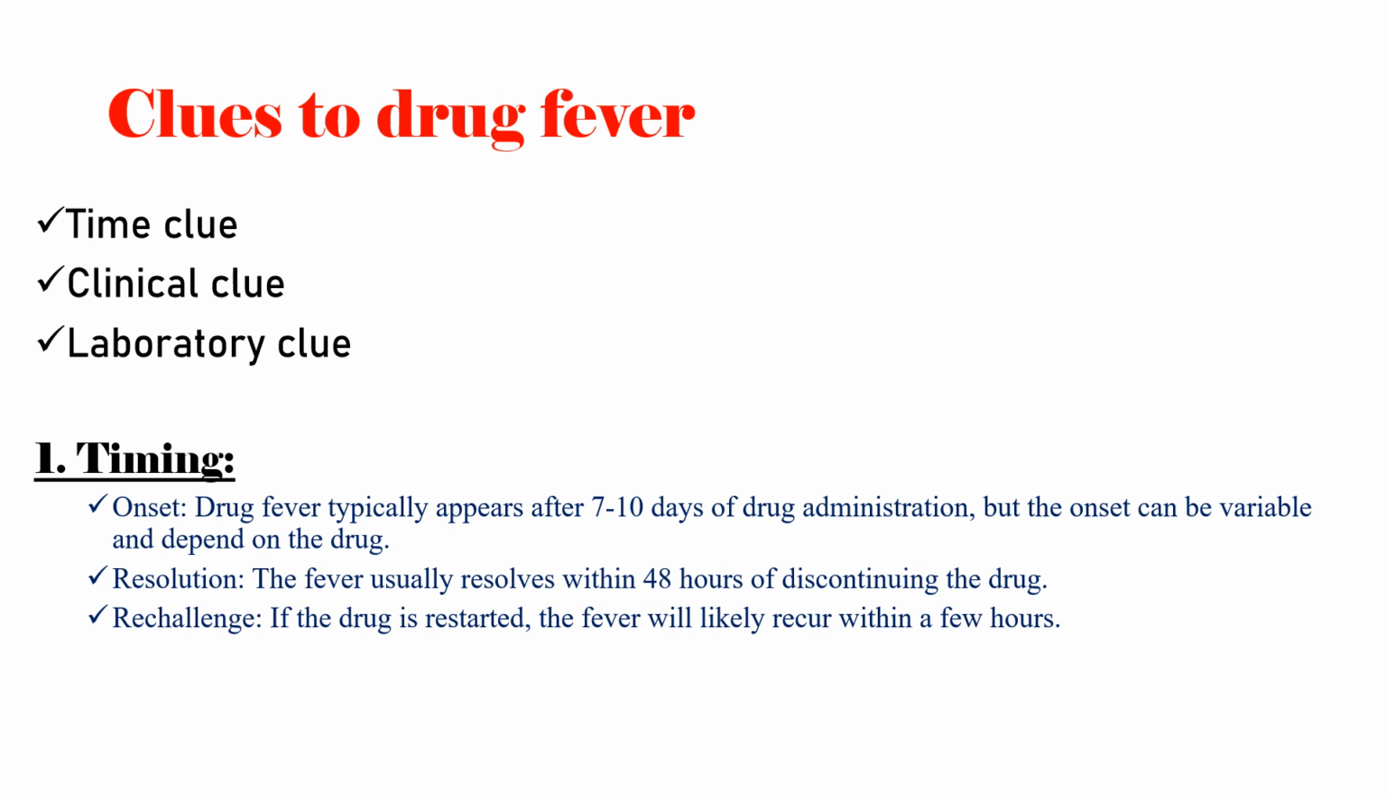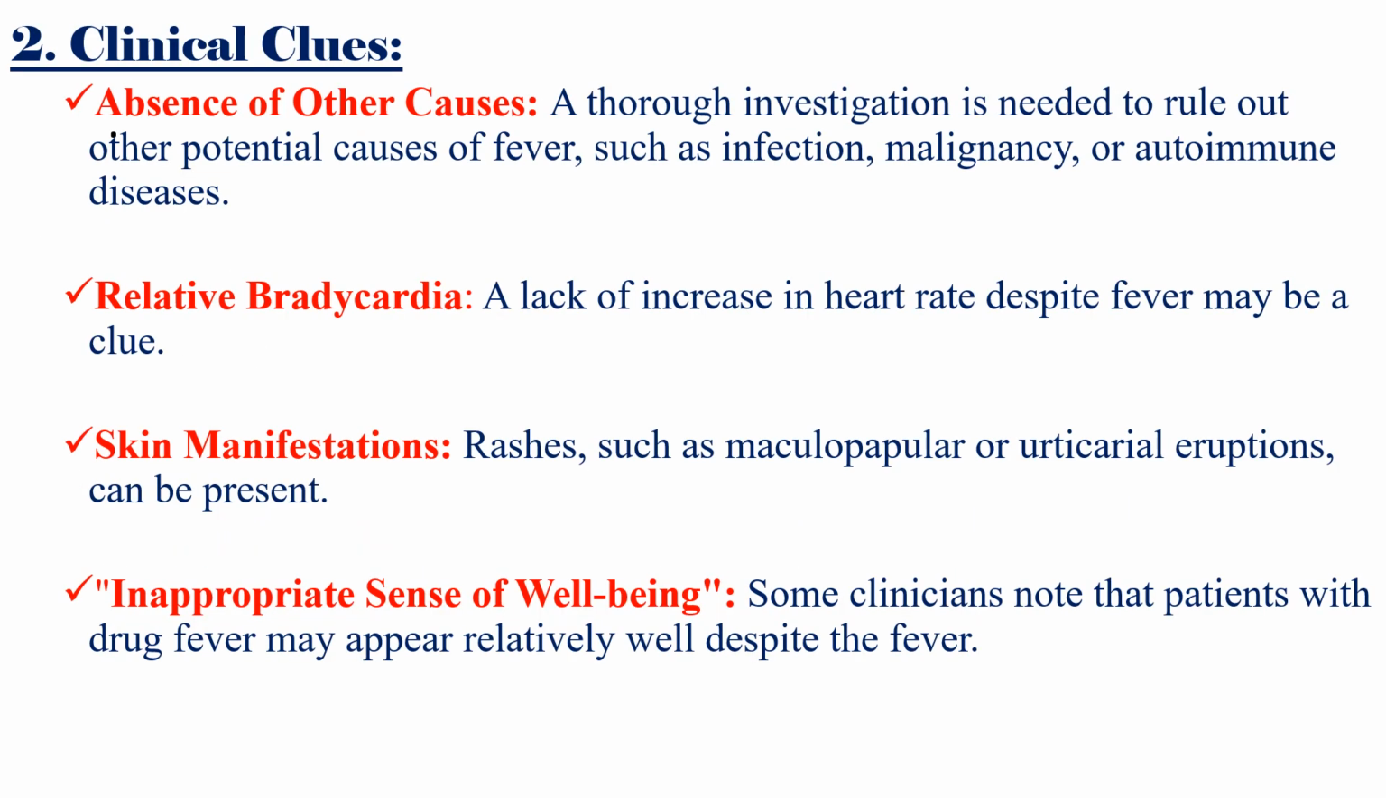From this, the first is timing. Drug fever typically appears after 7 to 10 days of drug administration, but the onset can vary and is dependent on the drug. The other is resolution. The fever usually resolves within 72 hours of discontinuing the drug. And rechallenge. If the drug is restarted, the fever will likely reoccur within a few hours. The other is clinical clues.